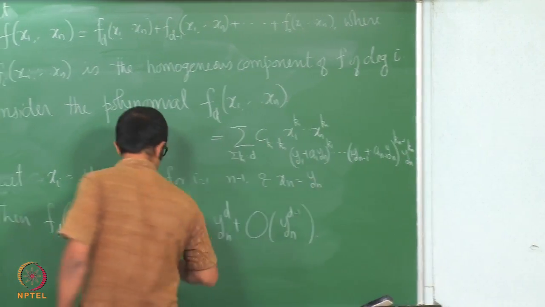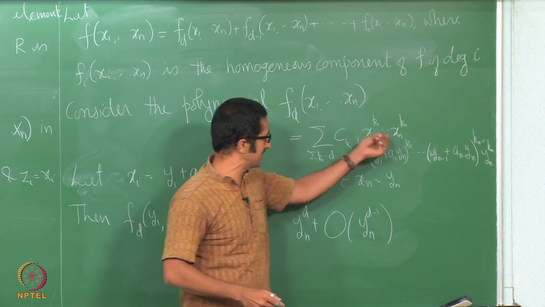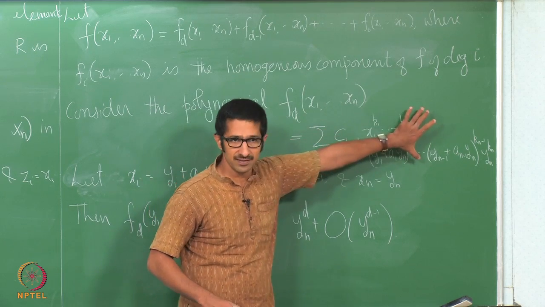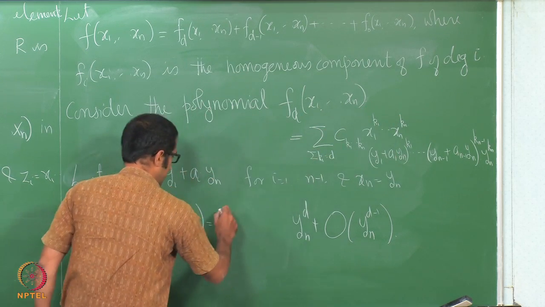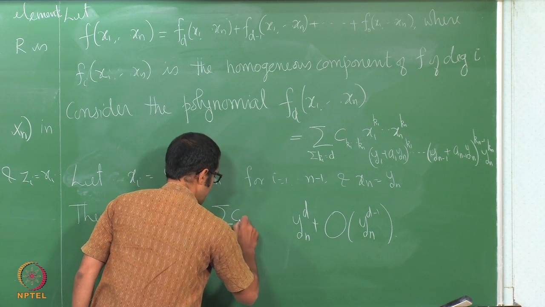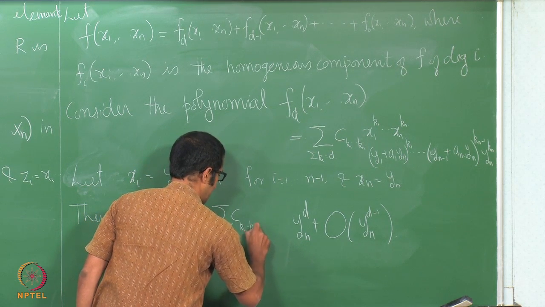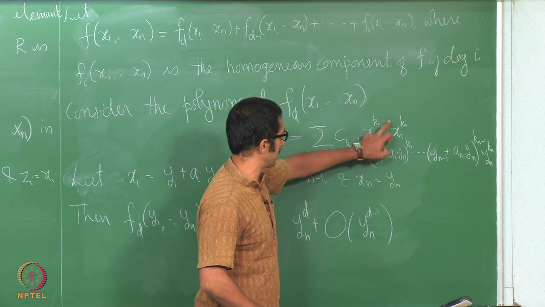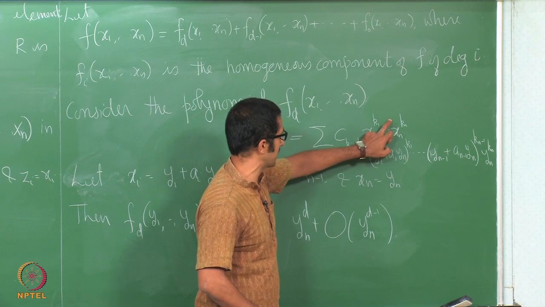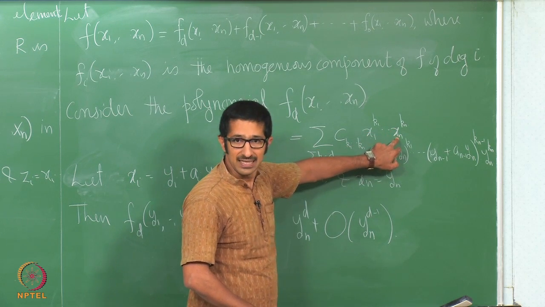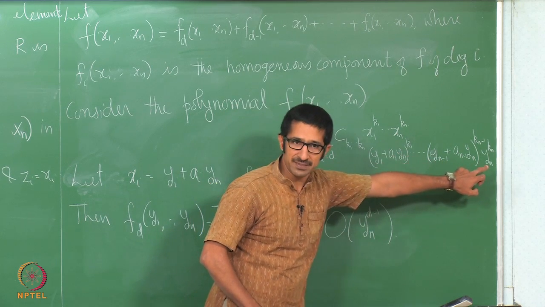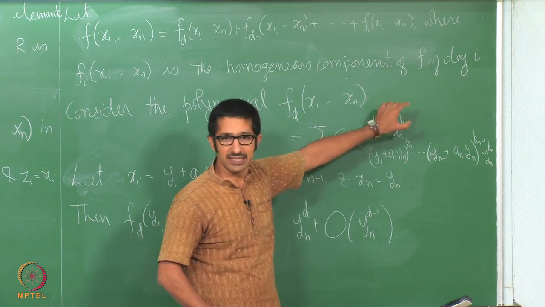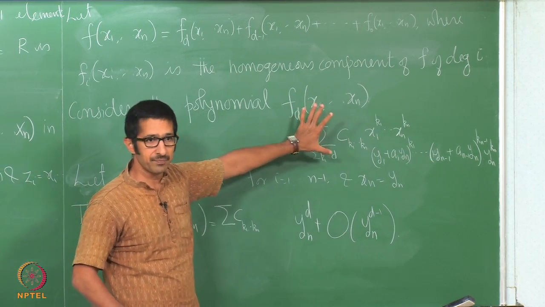So, the leading term will come from each term like this. The leading coefficient will be of the form C_{k1...kn} a1^k1, a2^k2, up to a_{n-1}^{k_{n-1}} and 1 coming from here, from each term that will be there, and yn^d will be common to each of them.